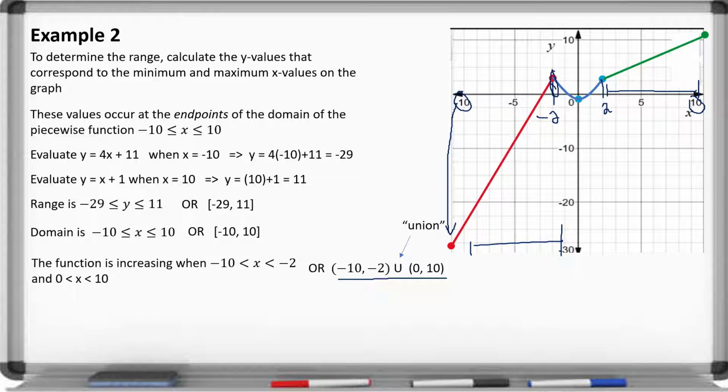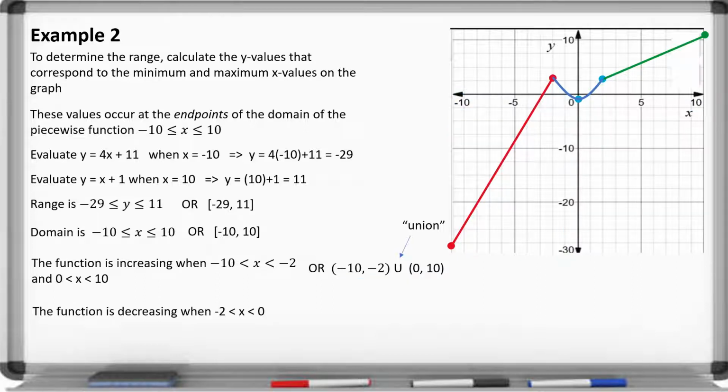All right, and then the function is decreasing from negative 2 to 0. So that's this part right here. So between x is negative 2 up to this part, so between these two x values, it's actually decreasing. Or we can say negative 2, 0.